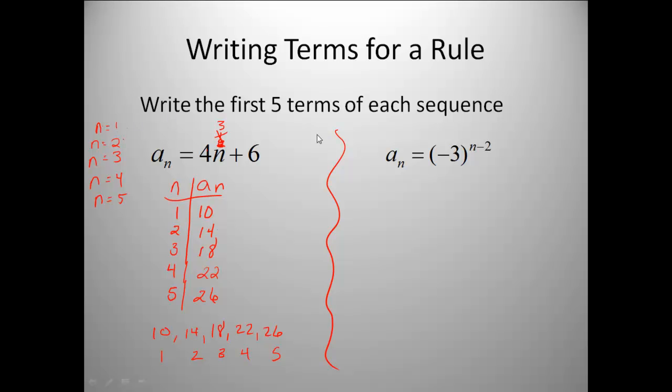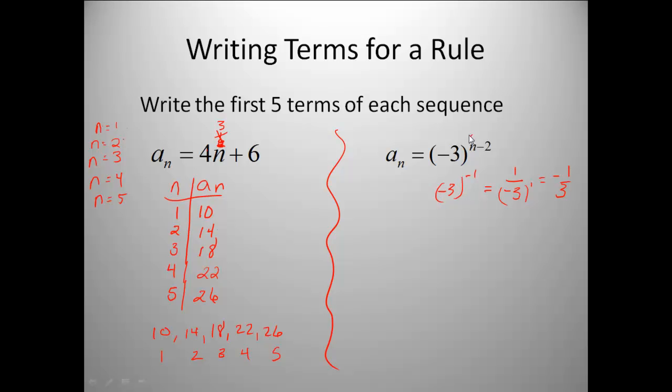Okay, we're going to do the same thing for the next one. So I'm going to plug a 1 in, and when I plug a 1 in, I have the exponent 1 minus 2, which is negative 1. So I have negative 3 raised to the negative 1 power. Now you have to remember your rules for exponents here. When you have a negative exponent, that means we have to cross the line and switch the sign. So it really becomes 1 over negative 3 to the 1, and that's just negative 1/3.